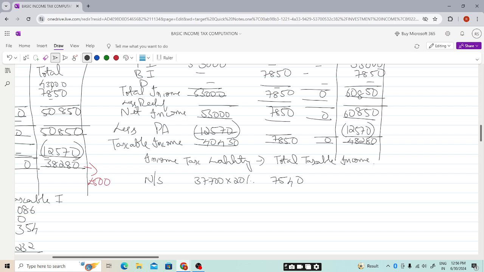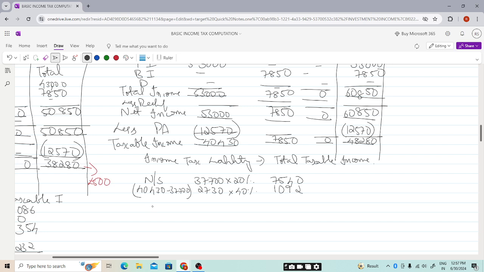7,540 pounds. Then what is the further non-saving income? That is 40,430 minus 37,700. So this will give rise to 2,730. This will be taxed at 40% because the basic rate limit has been used. So this will give rise to 1,092 as income tax liability.